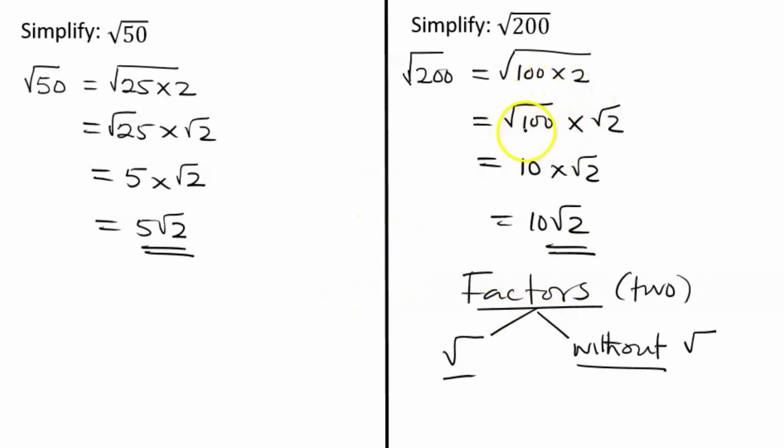You see, this one has a perfect square root. This 2 does not have. And in the case of 25, it has a perfect square root; 2 does not have. So you see, this is how you keep on going.